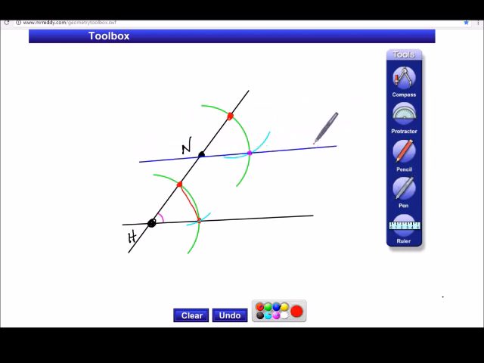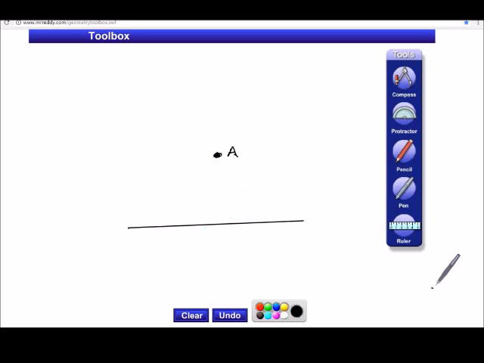So now these lines are parallel and these angles are congruent. Actually, it's the other way around. These angles are congruent, therefore my lines are parallel. Now we are going to construct parallel lines using perpendicular bisectors. This is another good way if you can remember how to do it. Perpendicular bisectors are extremely useful.